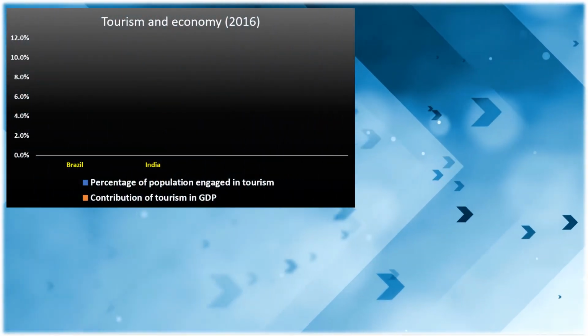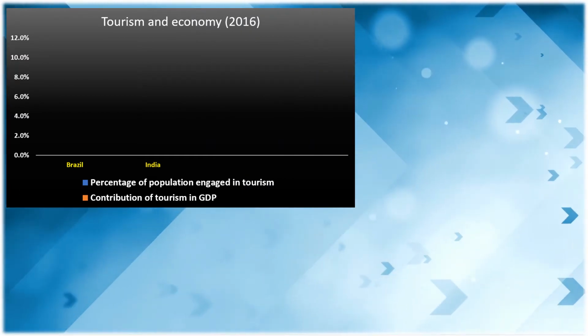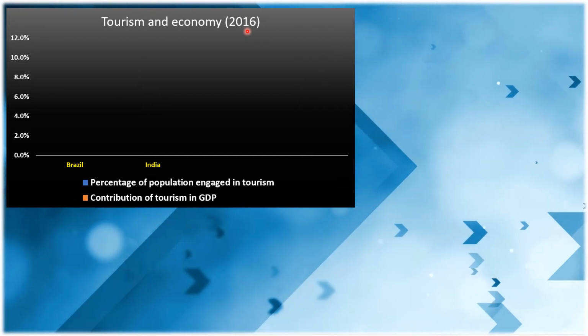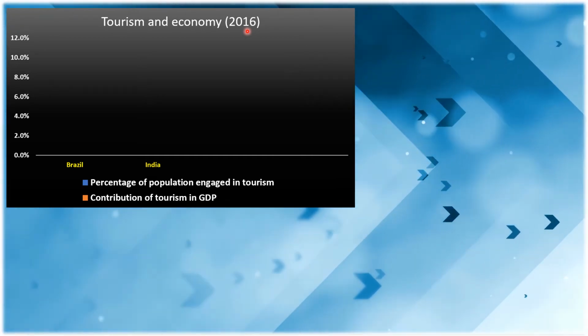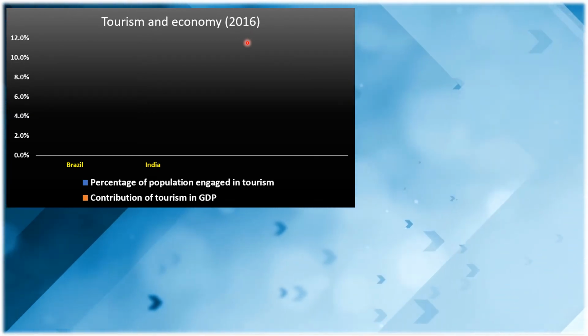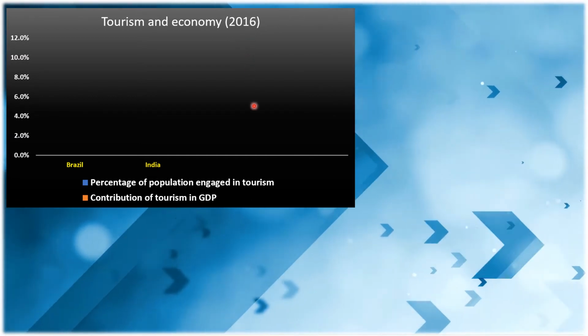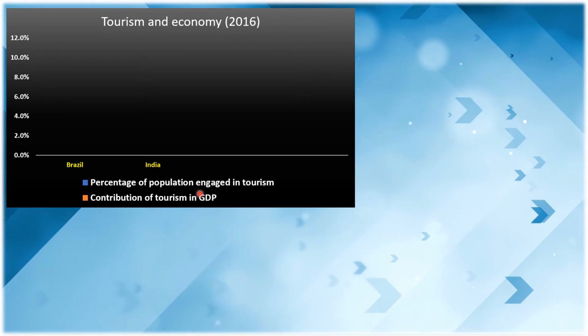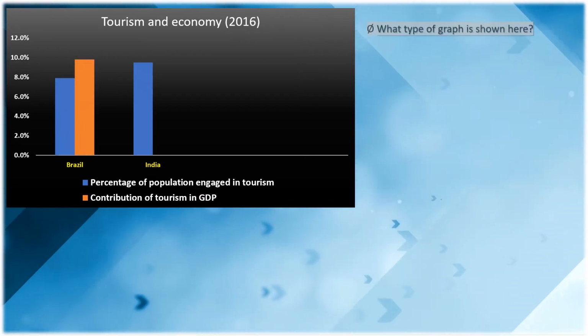In figure 9.2 on page number 61, with the help of a graph, they have shown us how tourism has contributed to the economy of both Brazil and India in the year 2016. We've already seen this in the line graph that we have studied previously, that in the year 2015, the number of international tourists visiting India were more than that of Brazil. The blue bar represents the percentage of population engaged in tourism.